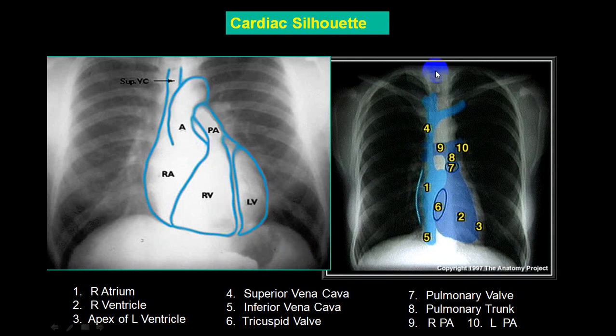Now you can see here, this is a normal cardiac silhouette. This is the right border. This is extending up; this is the superior vena cava, and then this is what we call the internal jugular. This is the left border, which is made up of the left ventricle. This is the portion made up of the pulmonary artery. Then this is the left atrium. This is the right atrium, made up by the right atrium.